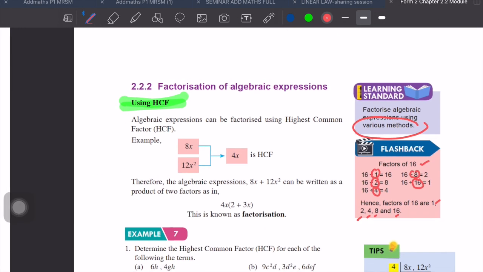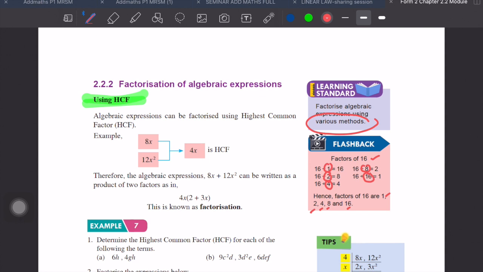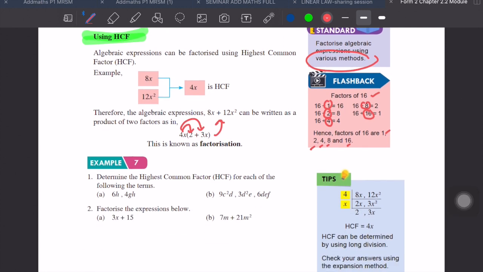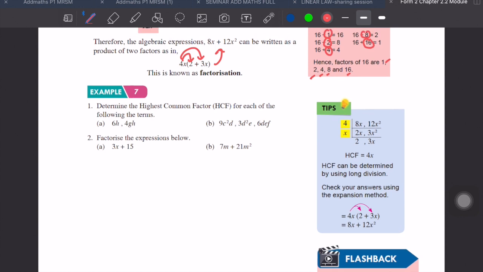Okay, so have a look at this example. Algebraic expression can be factorized using HCF. Okay, example. We have 8x and 12x squared. Okay, so we know that 4x is the HCF. Therefore, the algebraic expression 8x plus 12x squared can be written as the product of two factors, as in 4x times 2 plus 3x. This is known as factorization. Okay, di mana kalau awak nak balik nombor ni, awak akan dapat balik yang asal. Okay, kita tengok contoh. Okay, don't worry.